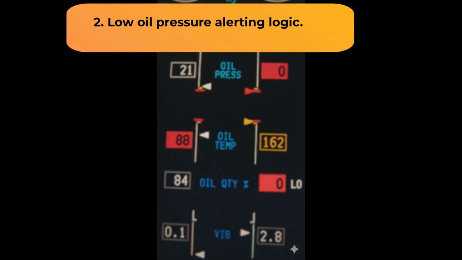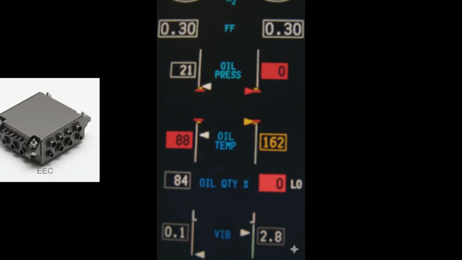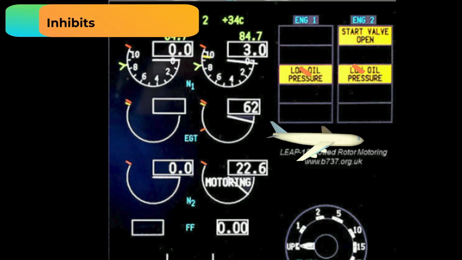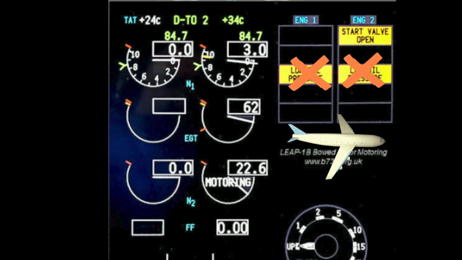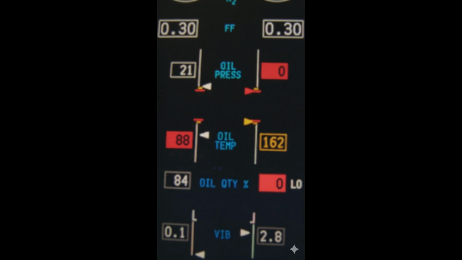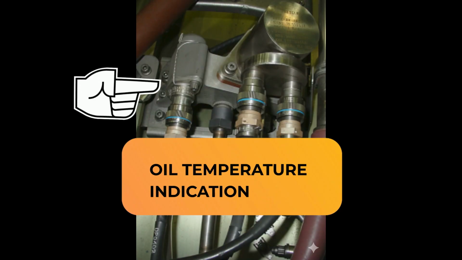2. Low oil pressure alerting logic. When oil pressure drops below the red limit, the EEC triggers a low oil press message on the primary engine display. Annunciation. The amber message flashes for 10 seconds before becoming steady. Inhibits. To prevent pilot distraction, the flashing mode is inhibited during takeoff and landing. Furthermore, during engine start, the EEC inhibits amber-red indications and aural warnings to prevent nuisance alerts while the pressure is naturally low. 3. Oil temperature indication.